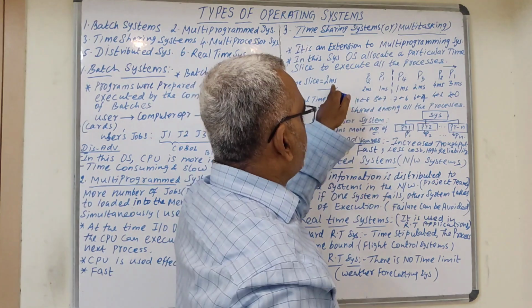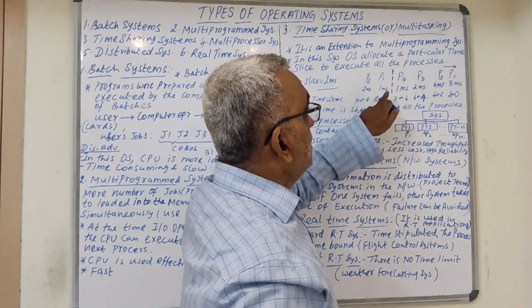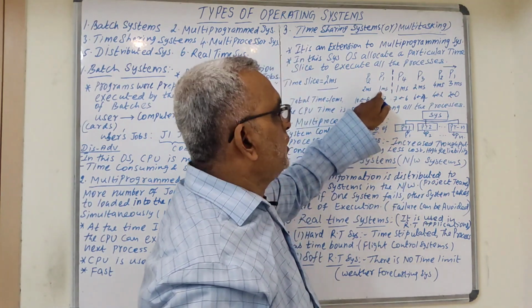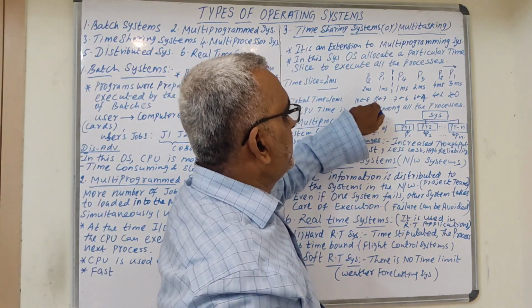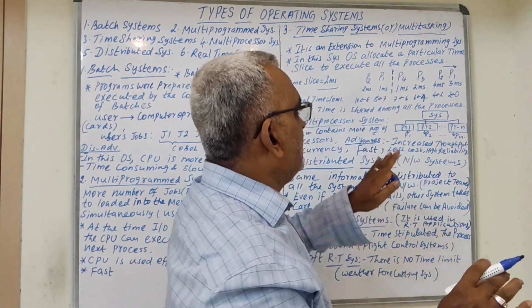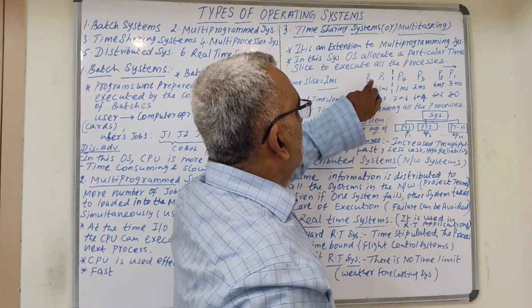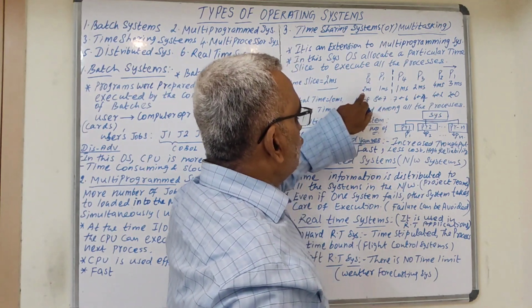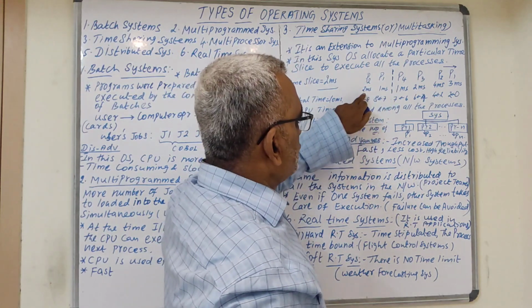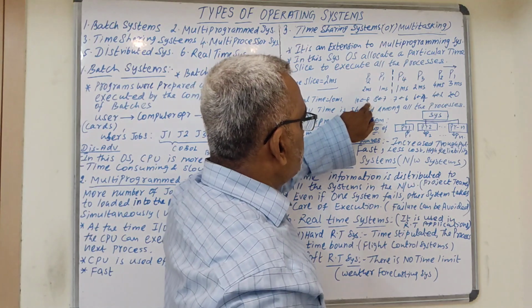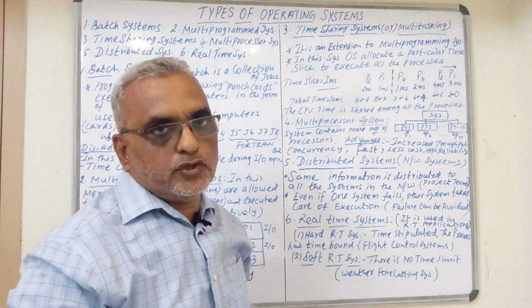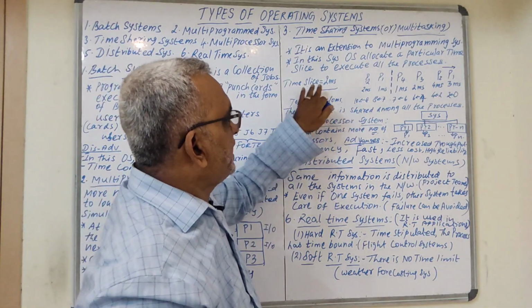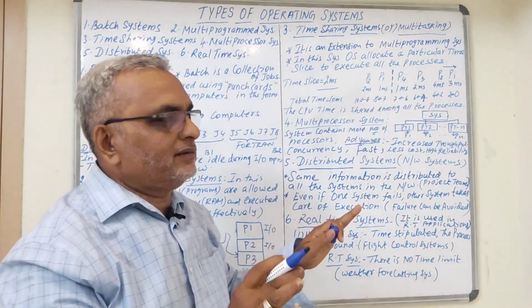So now 2 milliseconds of time is provided to P1, but again process 1 requires only 1 millisecond of time. So that is 7 to 8, at the 8th millisecond, process 1 is done. Similarly, process 2 requires 2 more milliseconds to complete its execution. So from the 8th millisecond to the 10th millisecond, process 2 completed its execution. So at the 10th millisecond, all the processes completed.